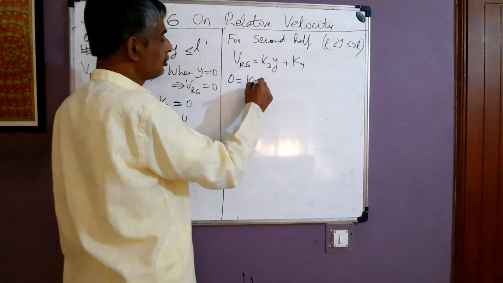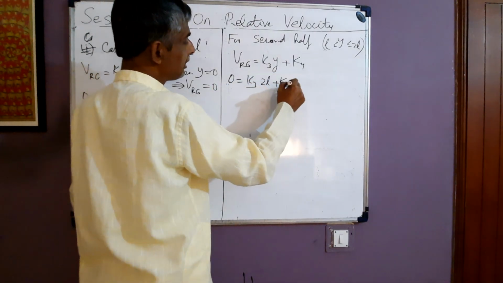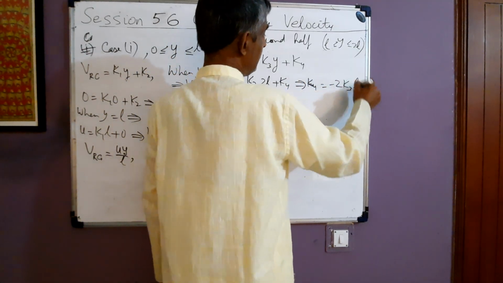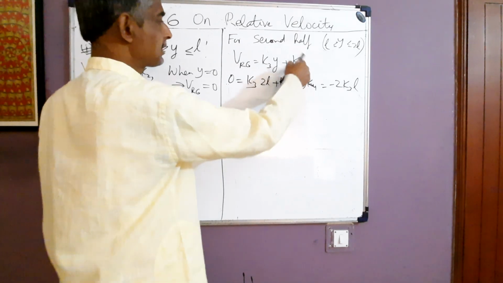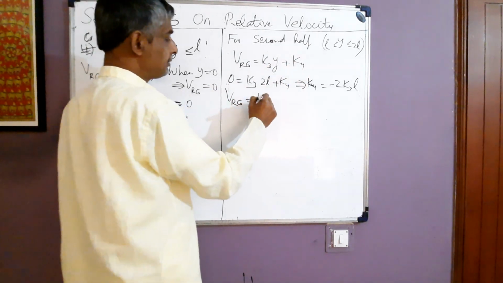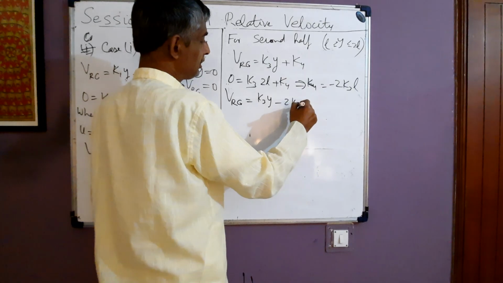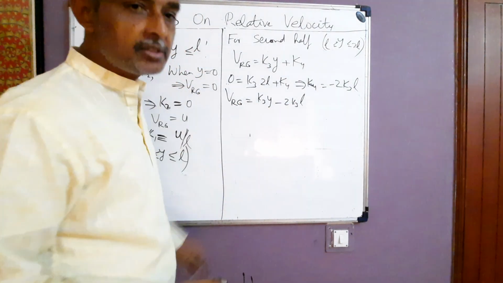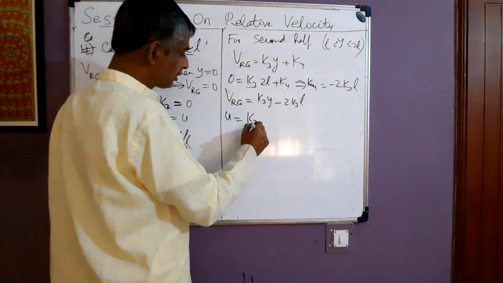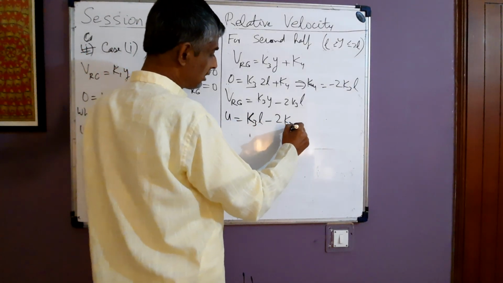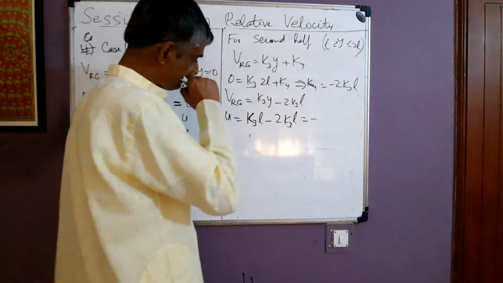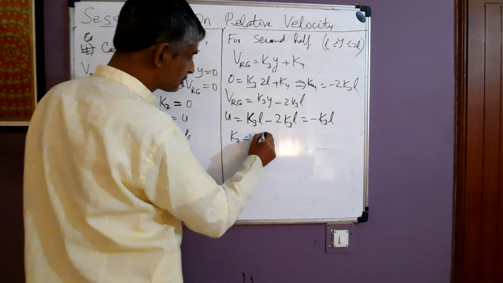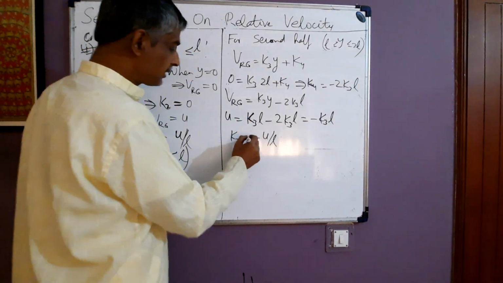So 0 is equal to K3 into 2L plus K4. This means K4 is minus 2 K3 L. So we substitute this K4 here, and VRG becomes K3y minus 2 K3 L. Now we have to determine the value of K3. At the center, y becomes L, and there VRG is equal to U. So U is equal to K3 into L minus 2 K3 into L, that becomes minus K3 L. So K3 becomes minus U by L.